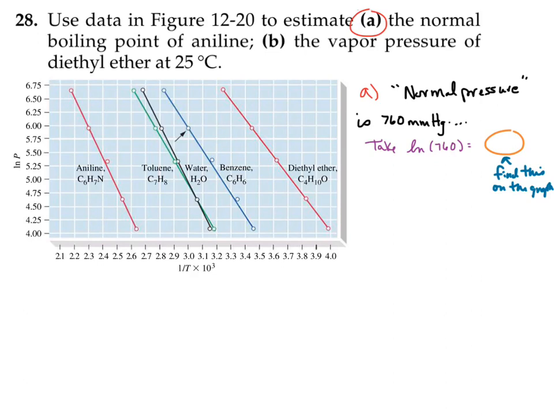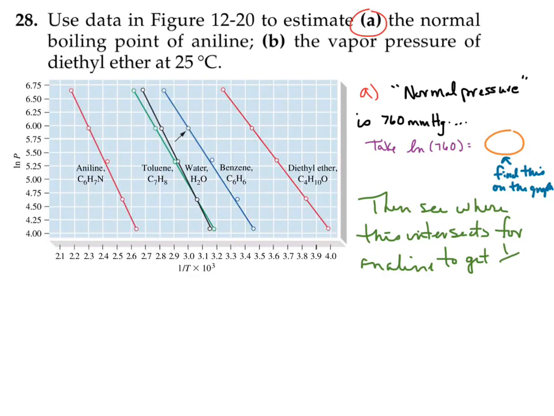Then you find where it intersects with the line, you come down, you pick this off. You're going to have to deal with the temperature being balled up like that, but ultimately you'll take the inverse of that temperature to get the Kelvin. All right, so that was not too bad. For the vapor pressure of diethyl ether, that's the red line, right? Okay, oops, we already did that.